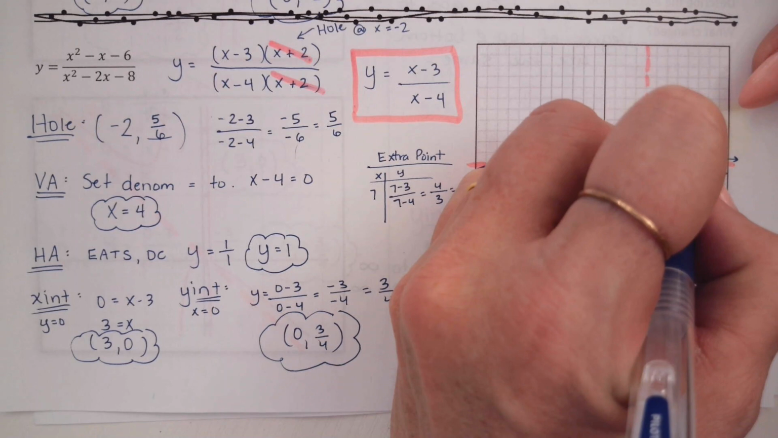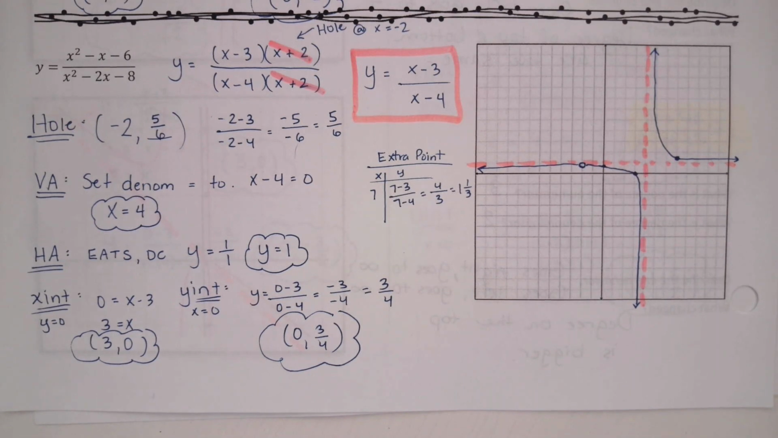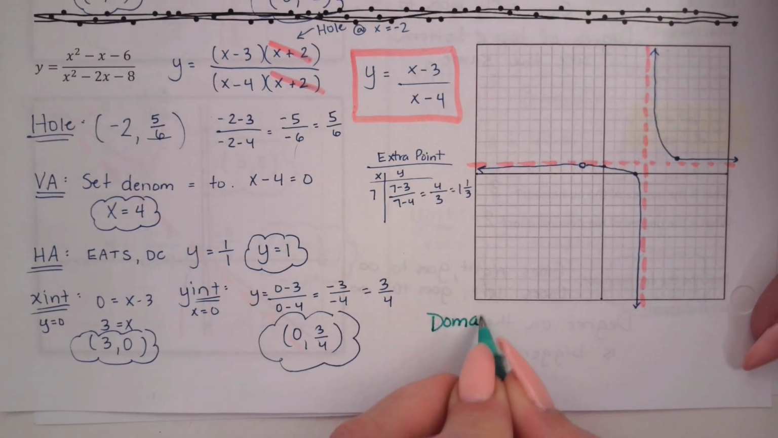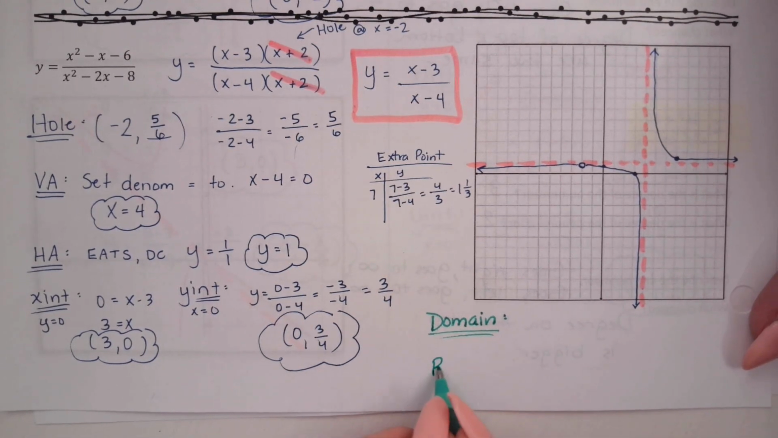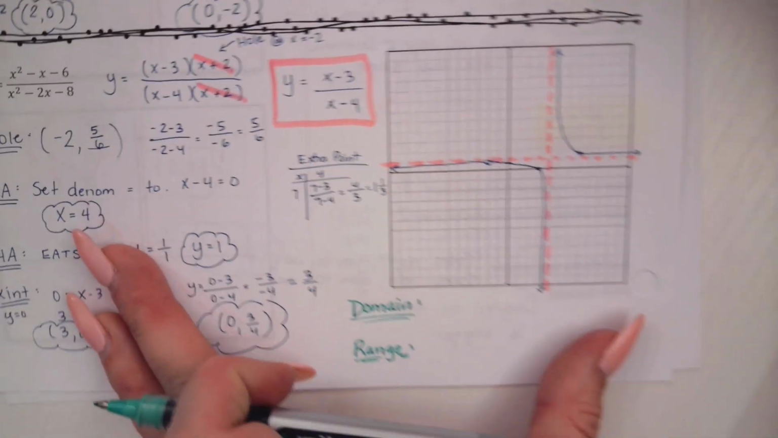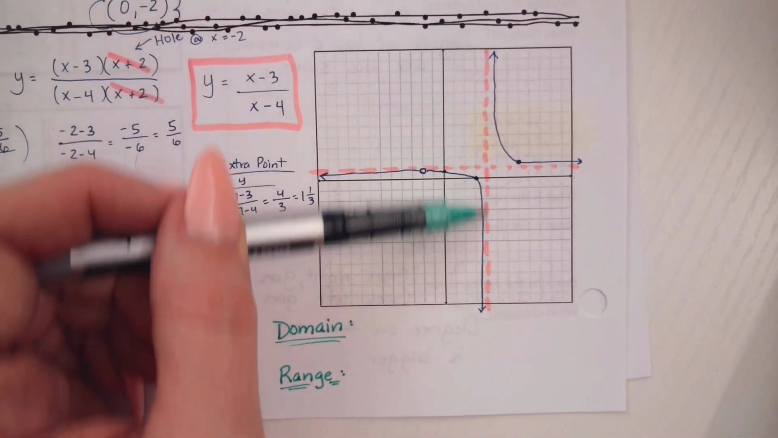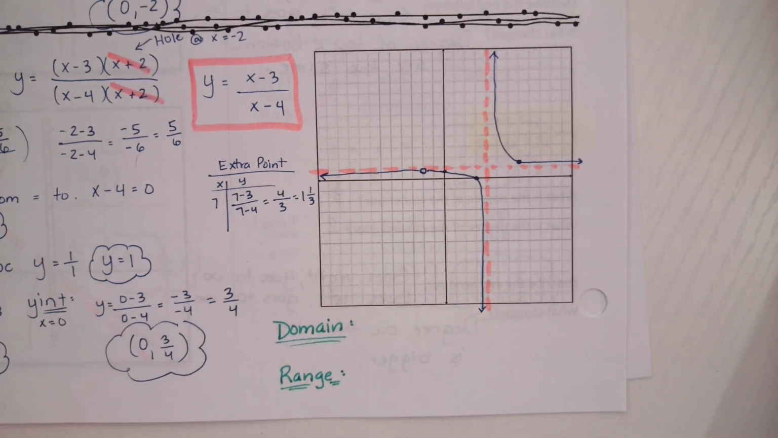And then before you put your notes away, let's do the domain and range on this one. Domain. So remember, we're writing our domain and range in set notation for these. There's actually two numbers that we need to exclude when we write the domain. We obviously need to exclude the vertical asymptote, which is 4. What other x do we need to exclude? The x of the hole.